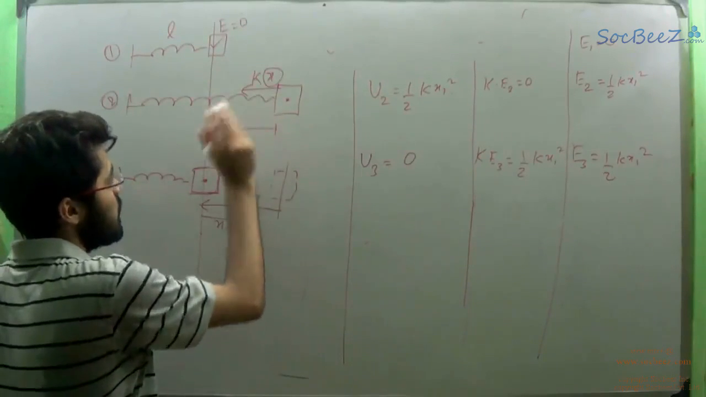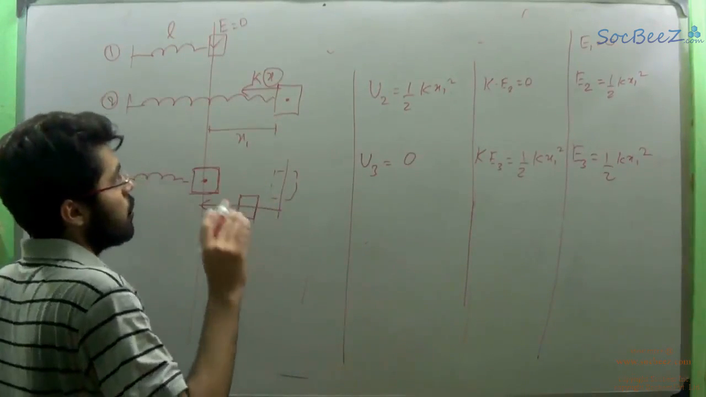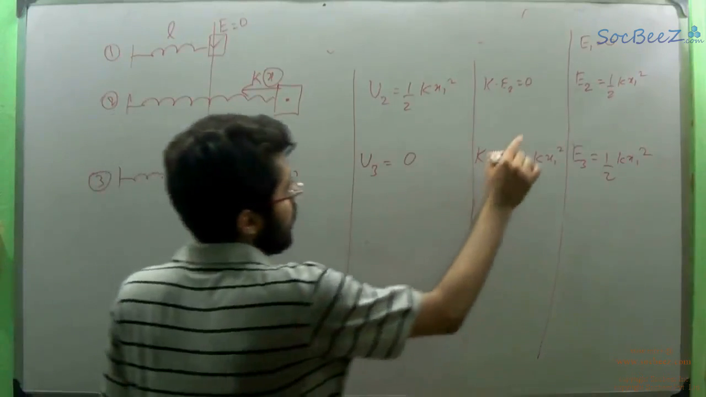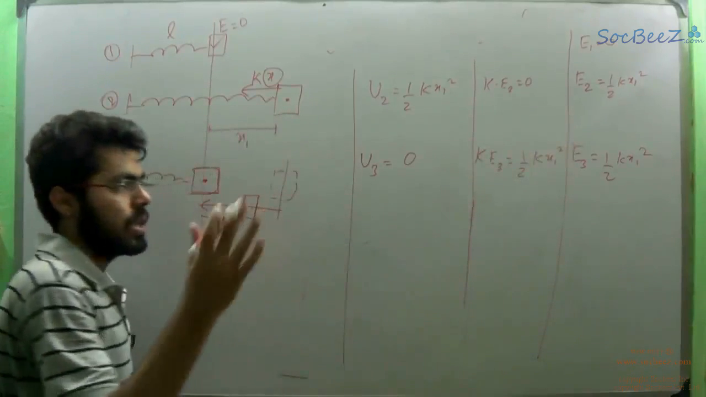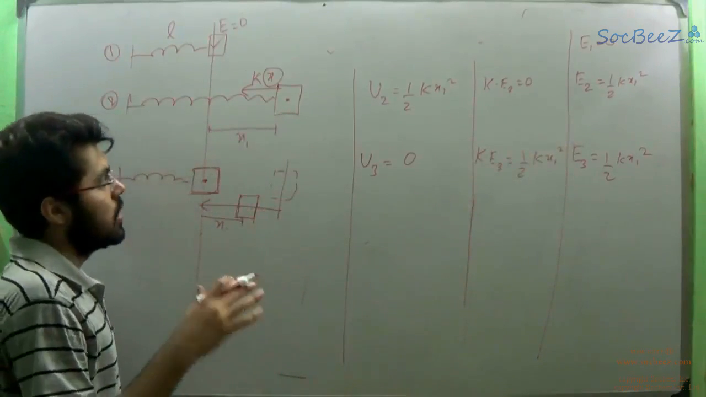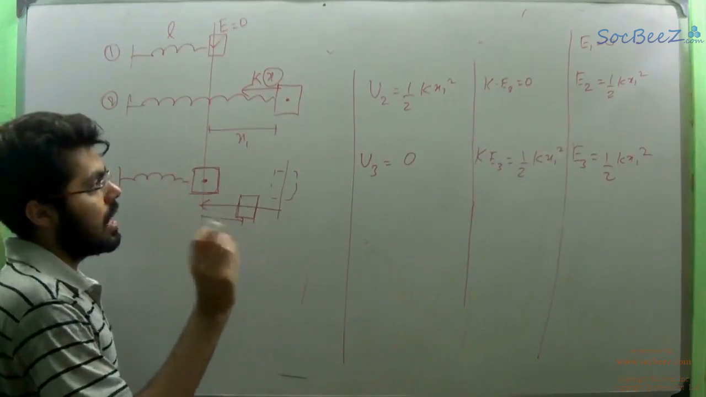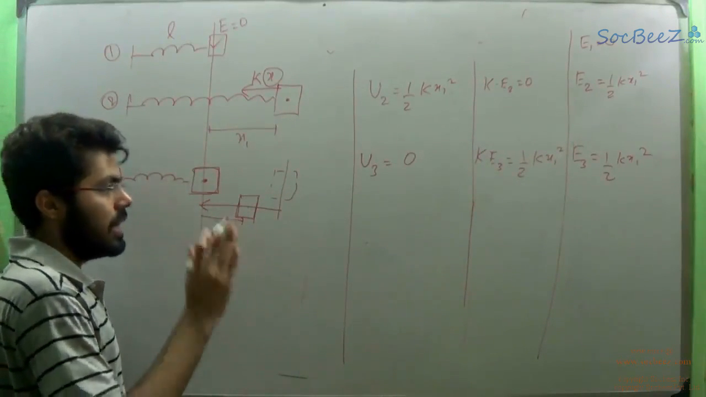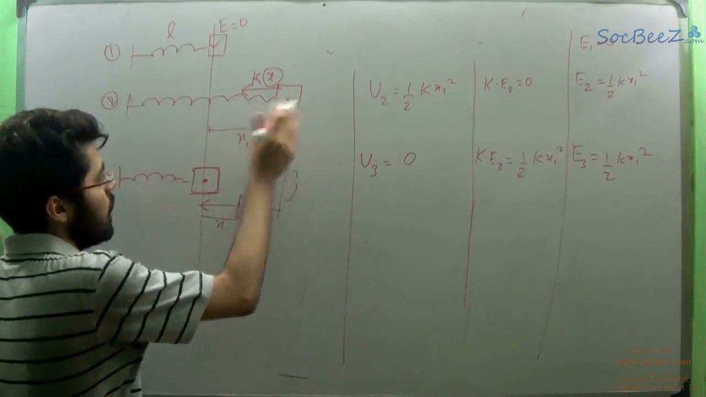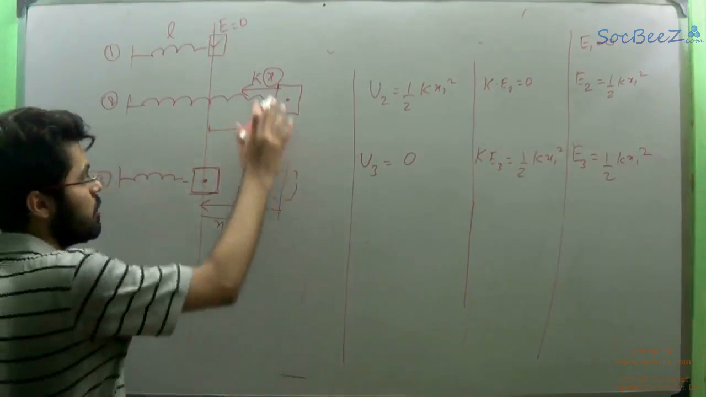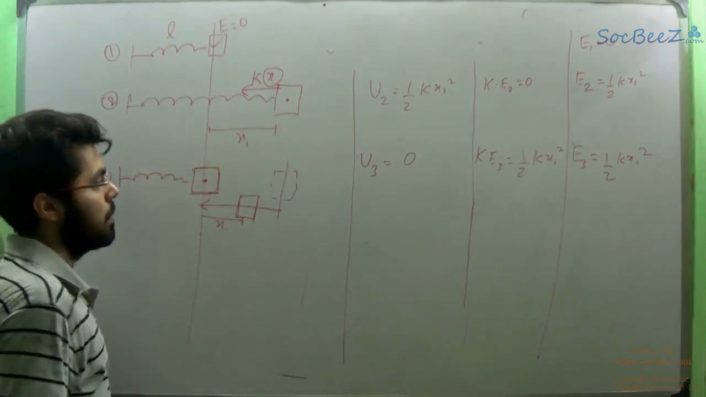Why? Because in the first part there was some external force. That external force gave an energy equivalent to half kx1 square, and then it vanished. We just left the block. So it left the energy half kx1 square. After this position 2, there is no external force, so the net energy will be conserved.